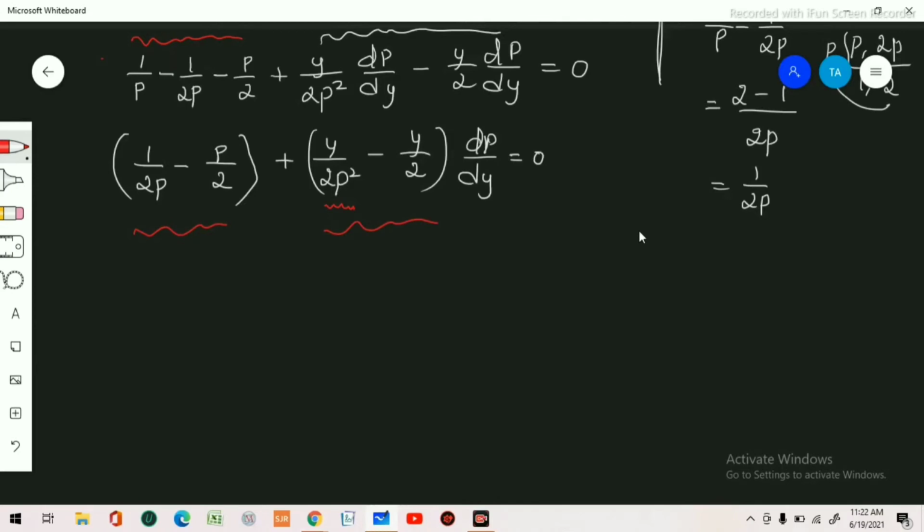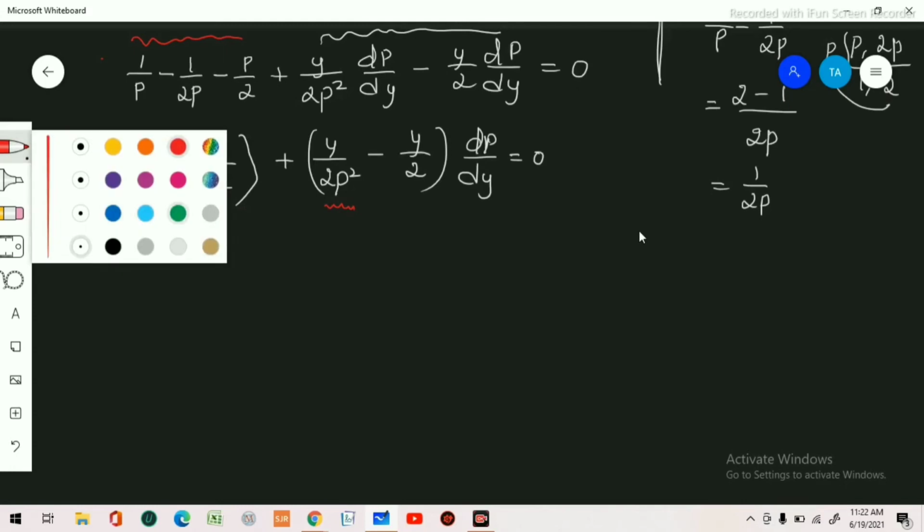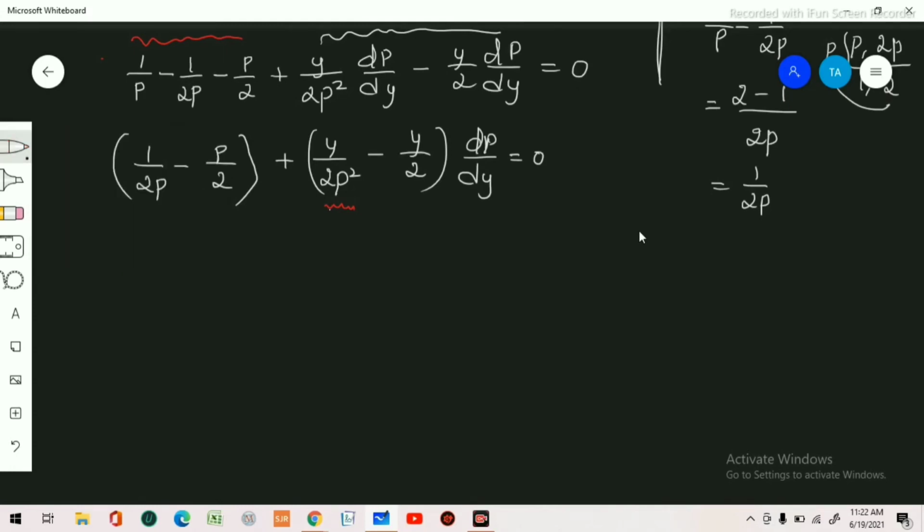We have to make them common, then we will take the common term outside. To make common terms, we should see what we have right now and what can be done. Just see, this term I have 2p square below, correct? Here I have only 2p.